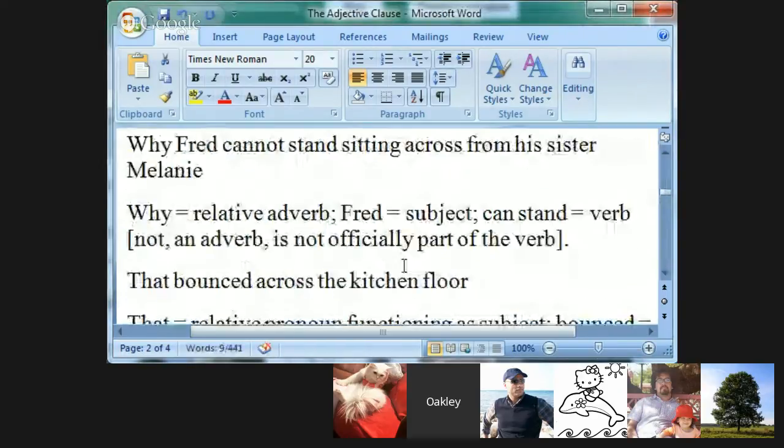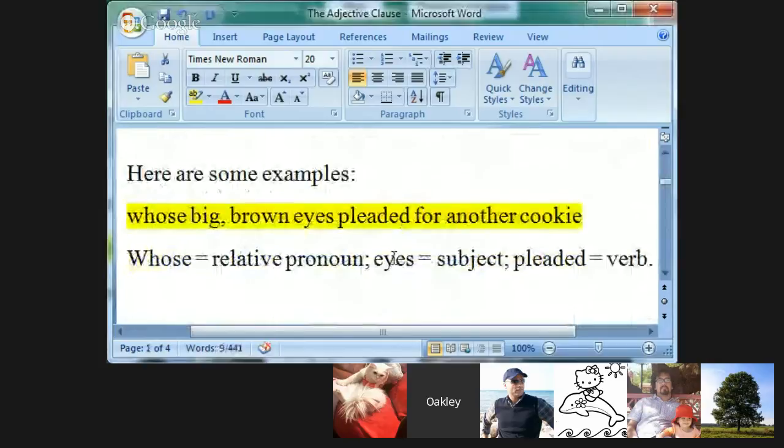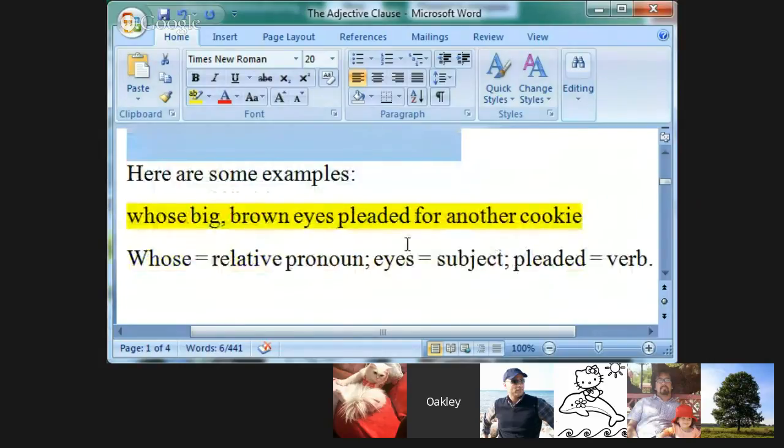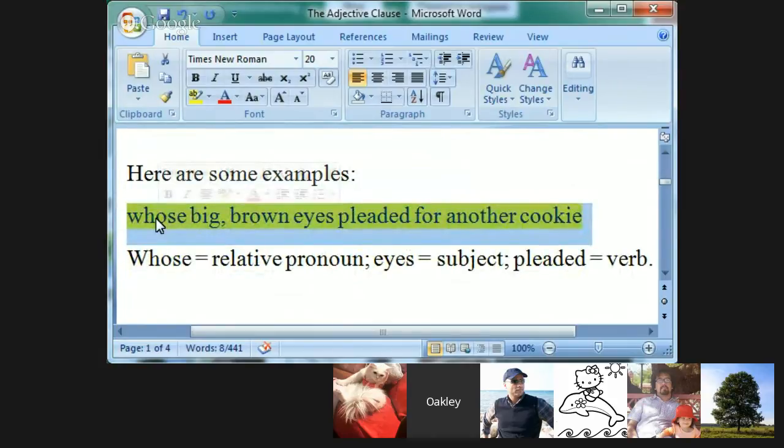Going back to the example, whose big brown eyes pleaded for another cookie. Here's the construction: relative pronoun, subject, and a verb. This is the adjective clause. The whole thing functions as an adjective to describe a noun. What's it describing? It's describing Santana, the dog, in this case.